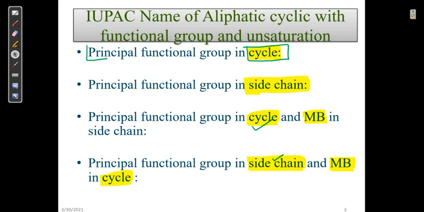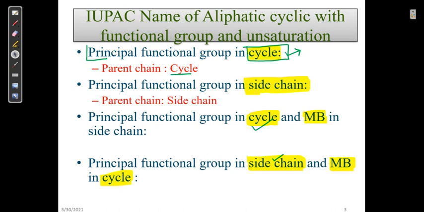Suppose here the cycle is the word root. Then what can we say? The cycle is the parent chain. In the second case, the side chain is the parent chain. In this case, the parent chain is a cycle. In this case, the parent chain is a side chain.